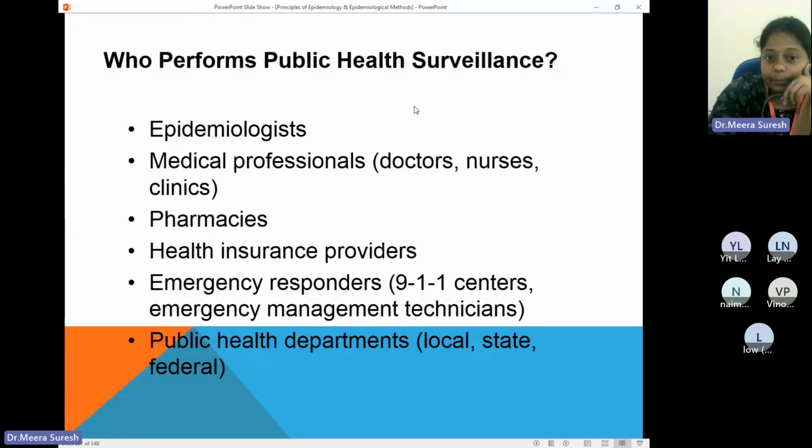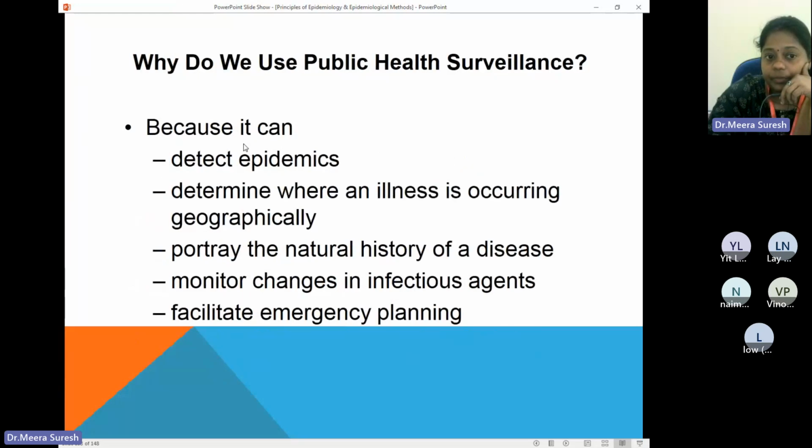So all these people can perform public health surveillance, but the most important one involved in it will be a separate section, which is constituted by the public health department of a particular country, and that will be the group of people, epidemiologists.